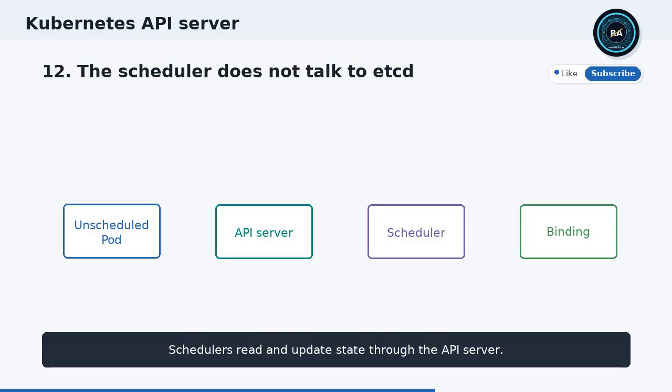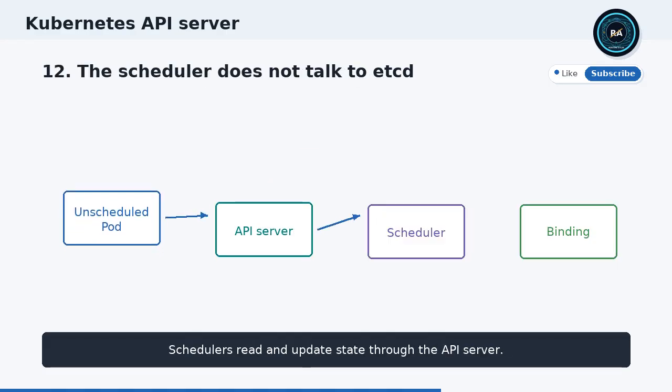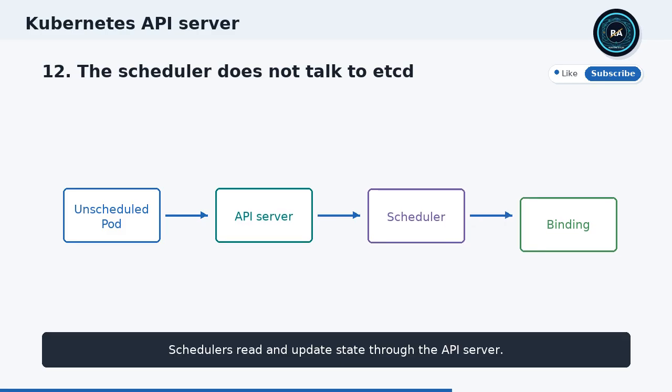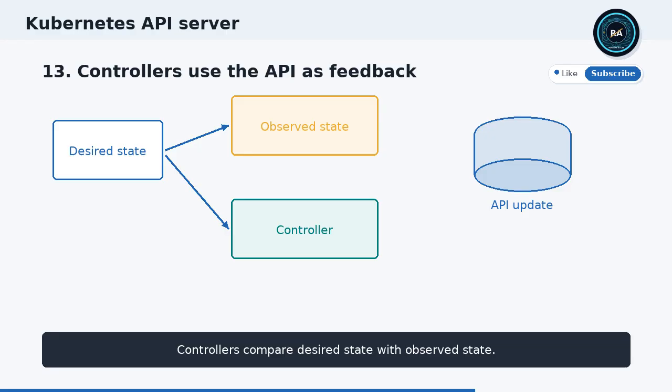This is an important boundary. The scheduler does not directly write to etcd. It watches the API server, chooses a node for a pod, then sends the binding decision back through the API server. Controllers also use the API server as their feedback loop. They read desired state, compare it with observed state, and submit small changes back through the API when the cluster needs to move closer to the goal.